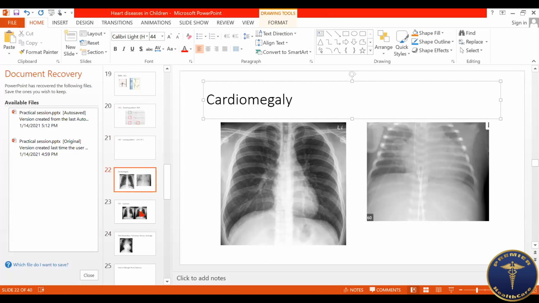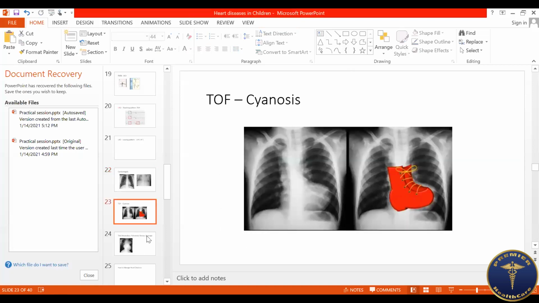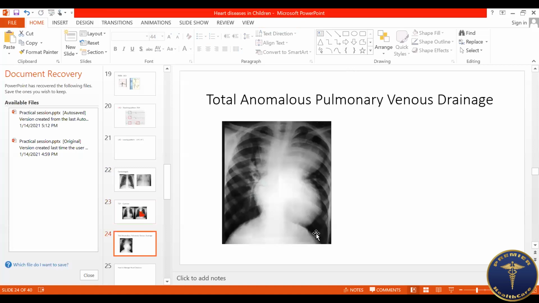Now remember, we have not even touched an echo. Still, we are coming to a reasonably good diagnosis by doing available facilities at the base hospital, chest X-ray and ECG, right? Chest X-ray and ECG. So cardiomegaly will be seen in case of heart failure, and then boot-shaped heart will be seen in case of tetralogy of Fallot, and in total anomalous pulmonary venous drainage, this appearance is called figure of 8 appearance.